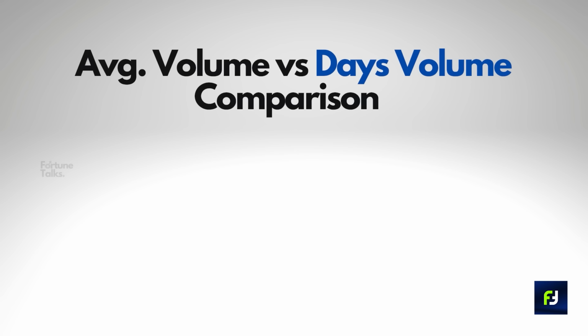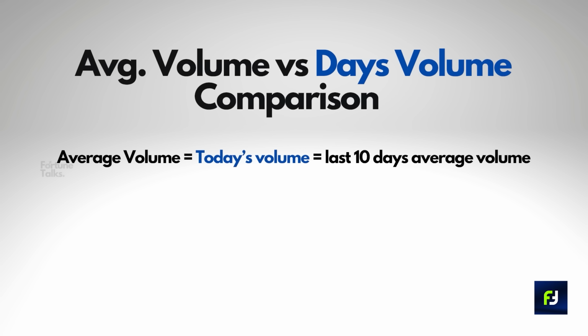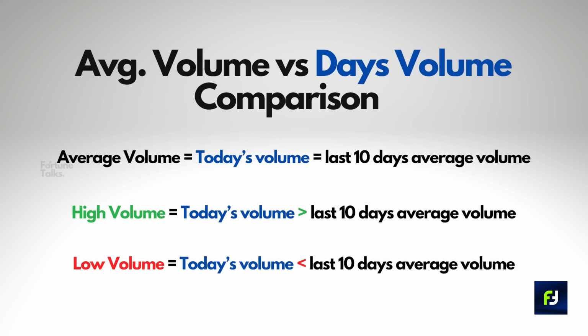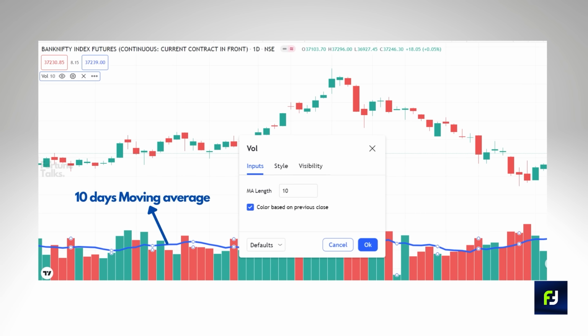After the average volume measurement is done, we can use it for the comparison of today's volume. Now, today's volume is said to be the average volume if it is equal to the last 10 days average volume. If today's volume is said to be higher volume or an increasing volume, then it is greater than the last 10 days average volume. And finally, if today's volume is said to be a low volume or a decreasing volume, then it is less than the last 10 days average volume. In order to get the last 10 days average, all you need to draw is a moving average line on the volume bars and the job is done. This feature is available on most charting platforms for free.